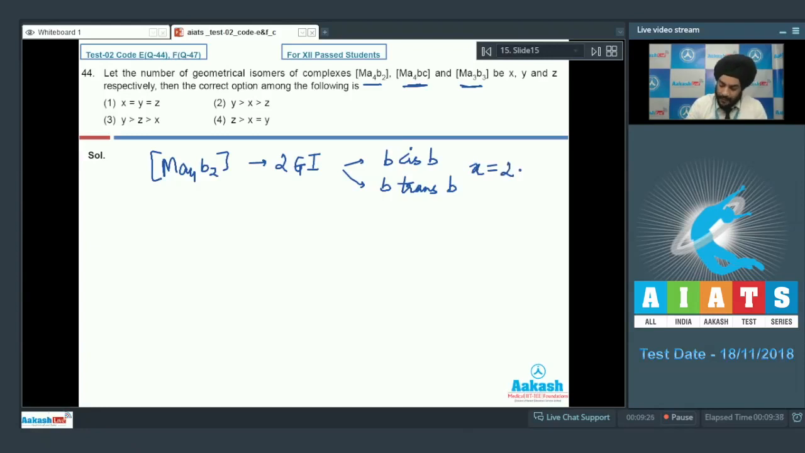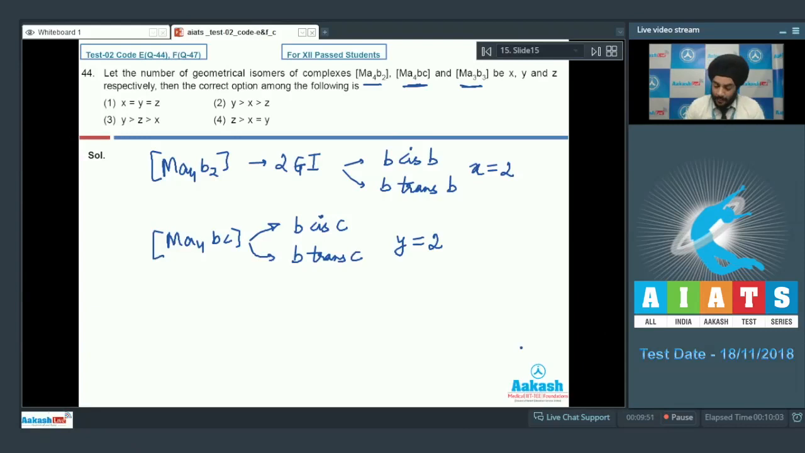So if we look at the second complex, Ma4BC, students, this also has two geometrical isomers, which is B cis C and B trans C, and the rest ligands will arrange themselves accordingly. So this gives us a value of Y equal to 2 again.